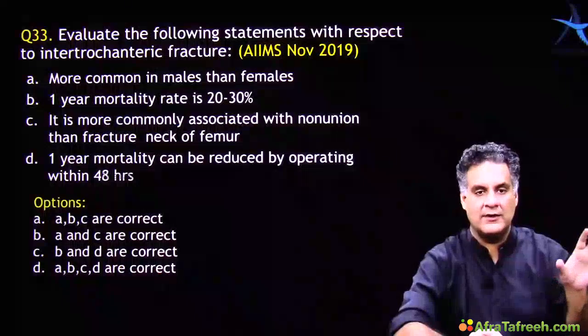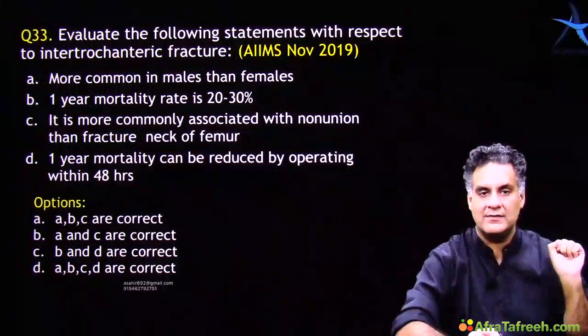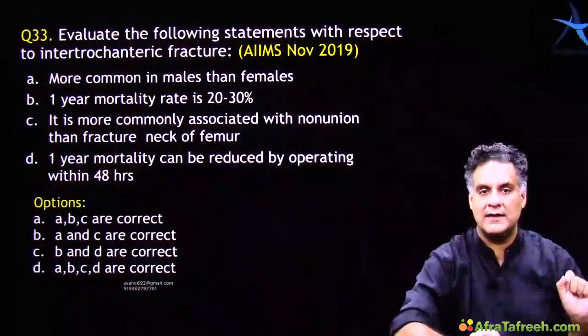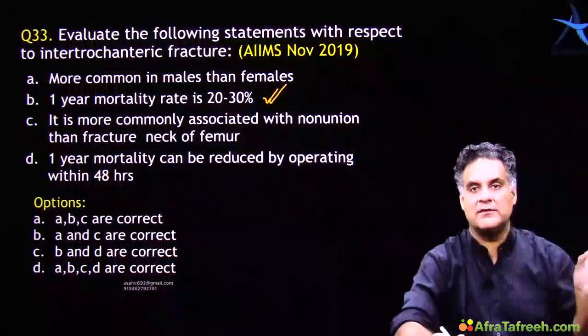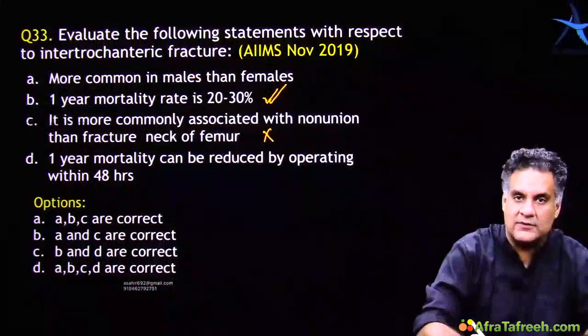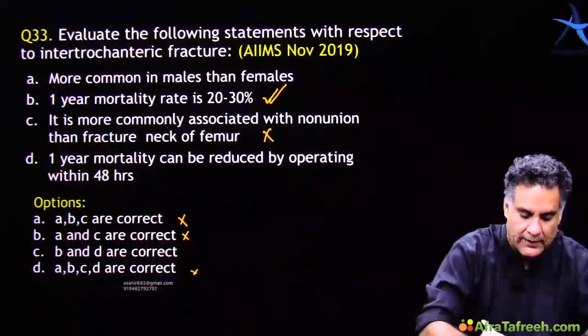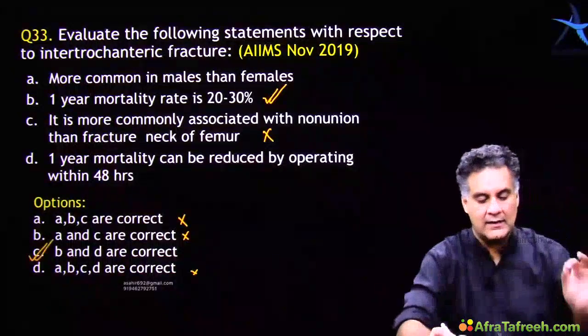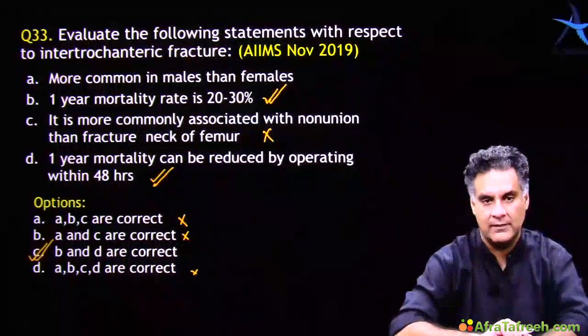Which of the following are true with respect to the intertrochanteric fracture? More common in males than females. One year mortality rate is 20 to 30%. This is correct. More commonly associated with non-union, it's not correct. So C is not correct. So look at the options where C is not there. So you have to choose the answer B and D correct, because B is correct and D is correct. If you operate early, you can reduce the mortality.